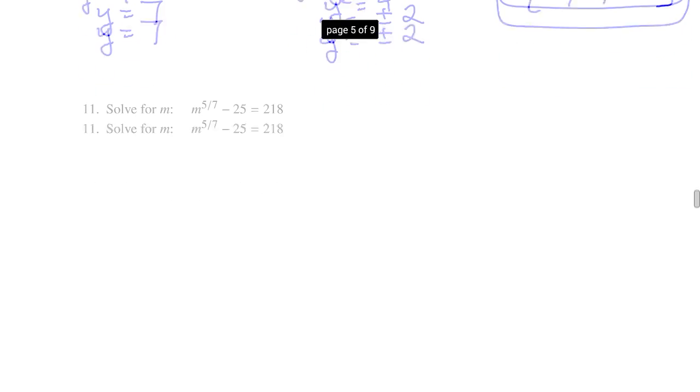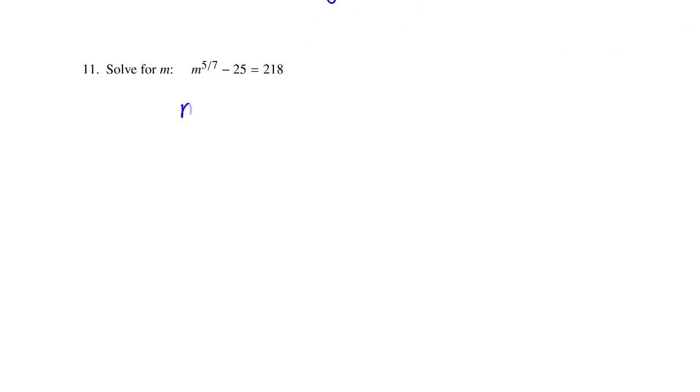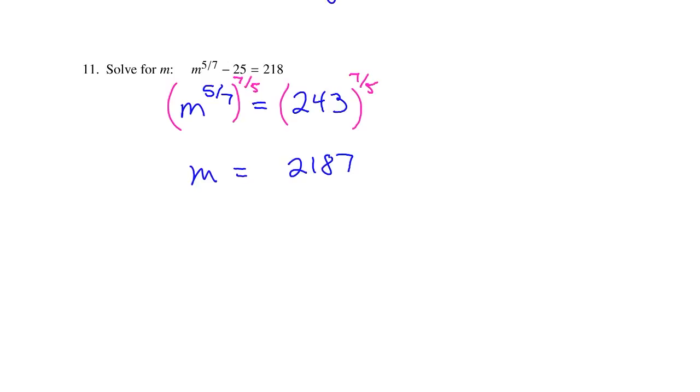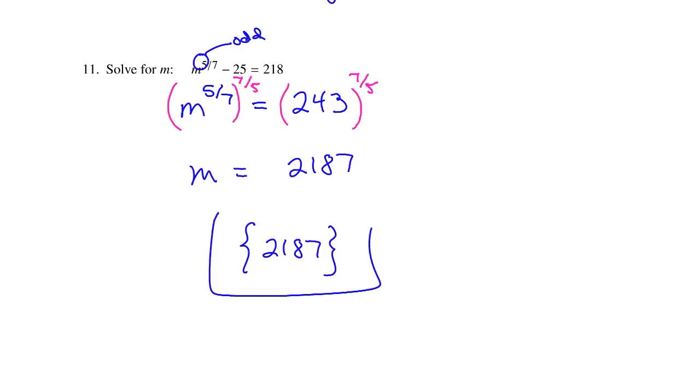Alright, let's look at problem 11, solve for m. So first, I'm going to move the 25 to the right side. That becomes 243. And then I'm going to raise both sides to the reciprocal of the exponent, 7/5. So that's m, and then 243 raised to the 7/5 is 2,187. Since the original power was odd, we don't need to add the plus or minus. It just is the answer that it turns out to be. So the solution is 2,187.